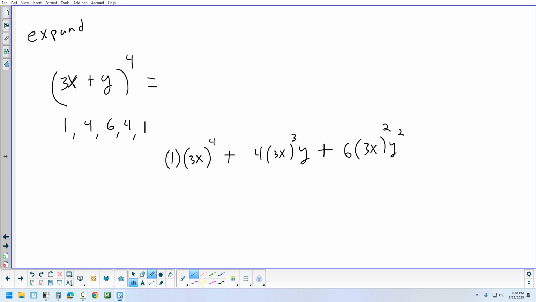Okay, next coefficient, 4. And then just 3x, y to the 3rd. And last coefficient, just 1, and then y to the 4th. Okay, now we do all that out, and then that's our final answer.